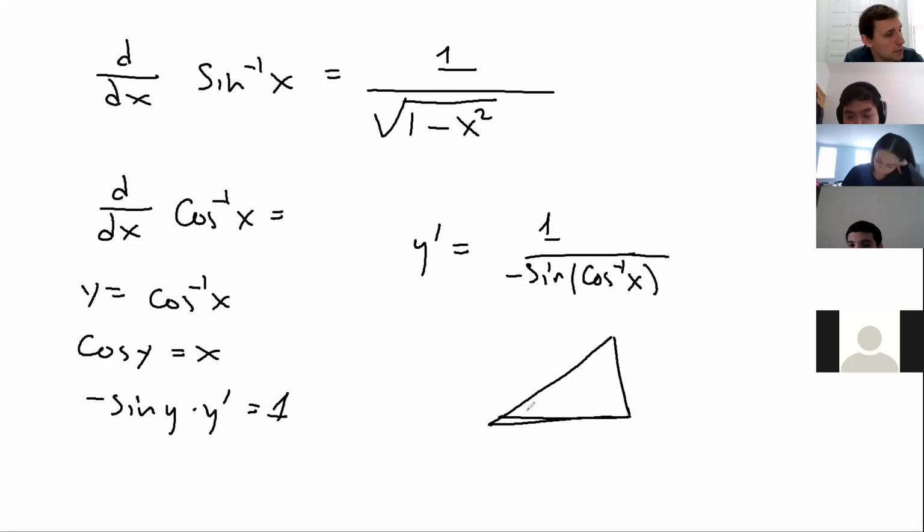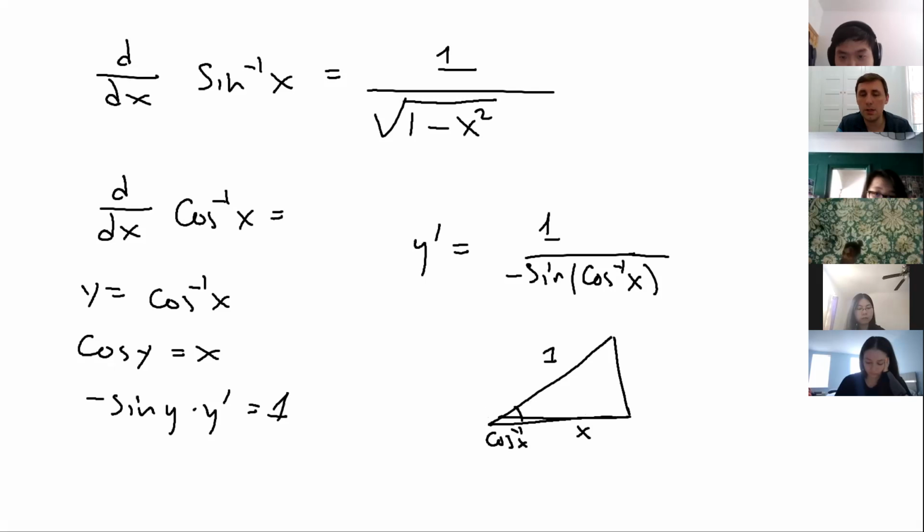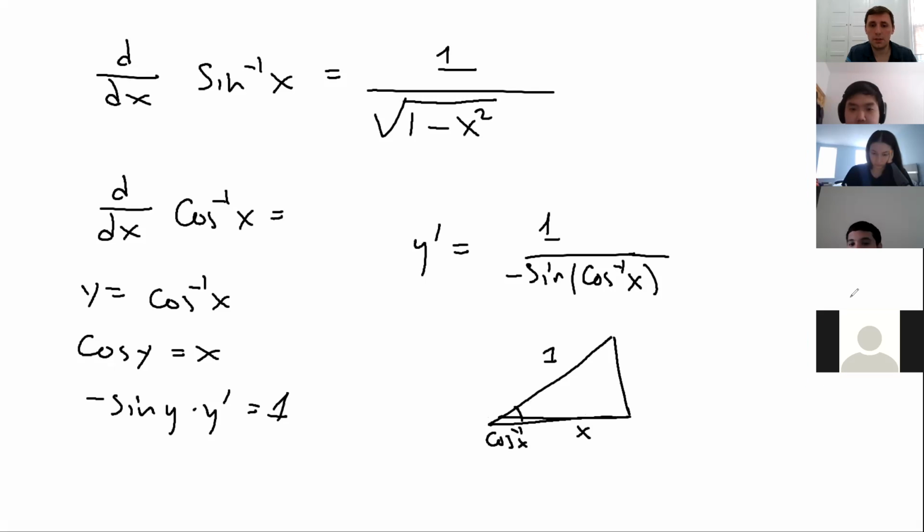So you see, guys, this is my cos inverse of x. That means that this part is x and this is 1. Do you agree? You understand why horizontal is the x part? Because if I apply cosine to this angle, I will get x. But if I apply cosine to this angle, I get ratio of adjacent to hypotenuse. So this is what we have here. So 1, x, and then the remaining part is root 1 minus x squared. Yes?